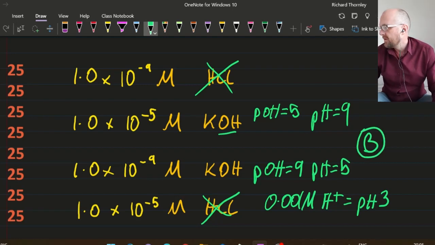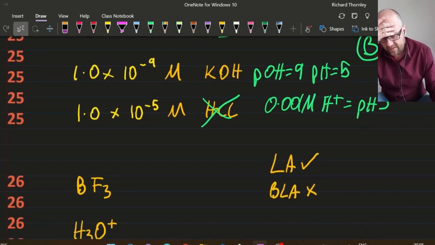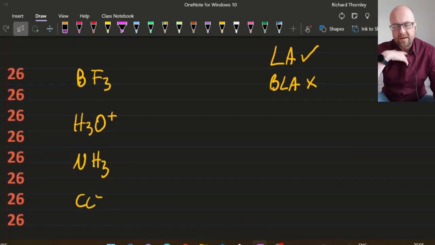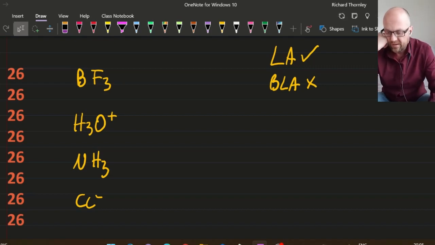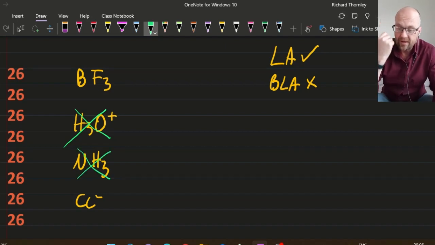26, what's a Lewis acid but not a Bronsted-Lowry acid? A Bronsted-Lowry acid gives away an H+. So if it can give away an H+, this is not what we're wanting. This could give away an H+, so that's wrong. This could give away an H+. It's unlikely to, but it could. So I'm left with these two at the top here.